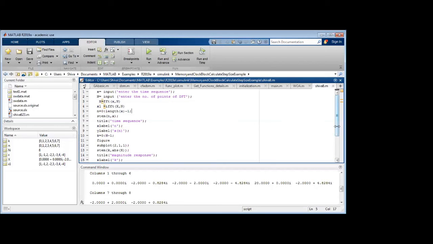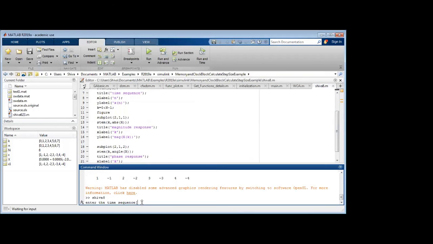Okay, I'll try to run this program. Save the program, then run the program. It is asking for the data, enter the time sequence. I'll give a time sequence here. I've given the time sequence as 1 2 3 4 4 3 2 1.